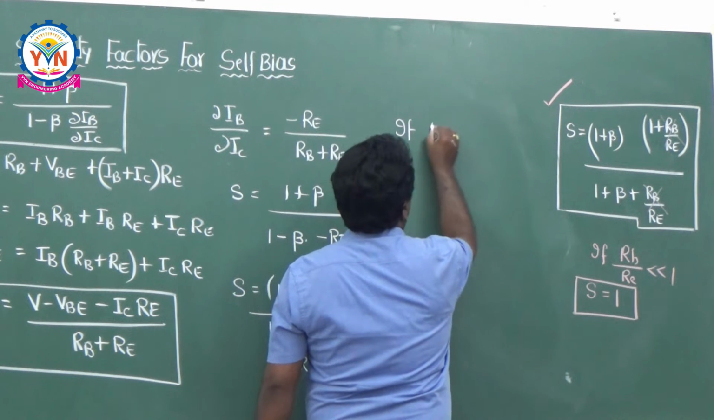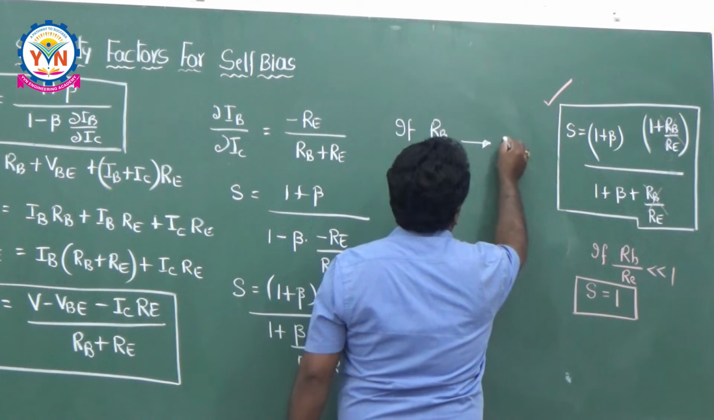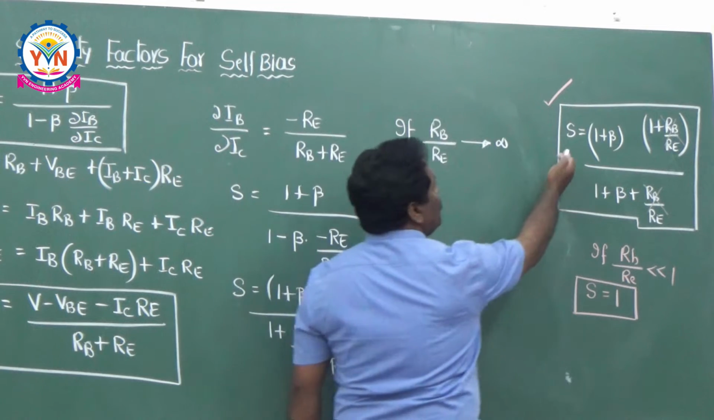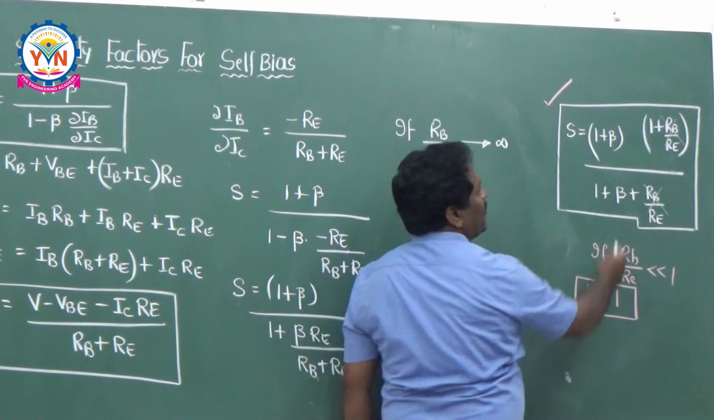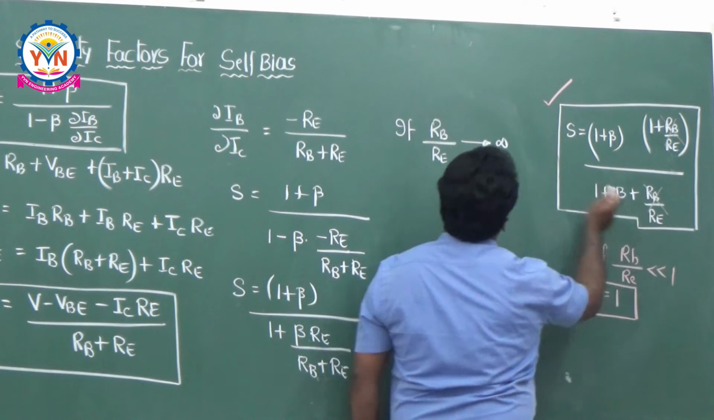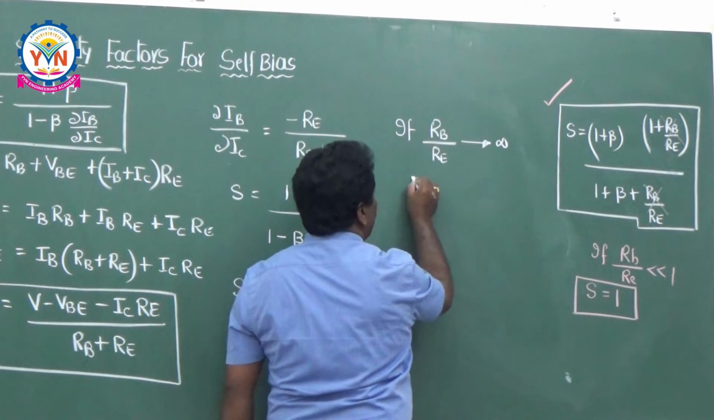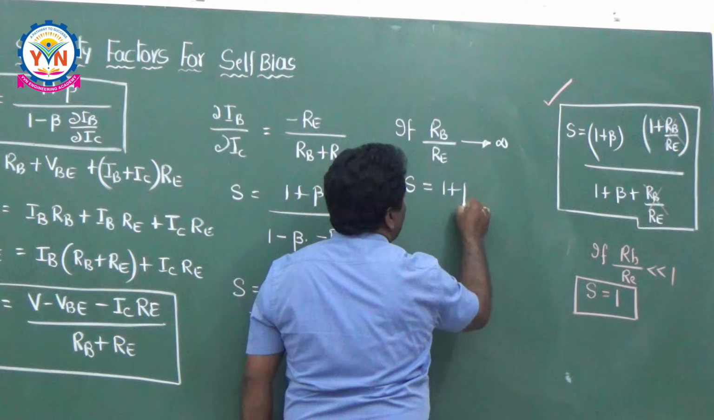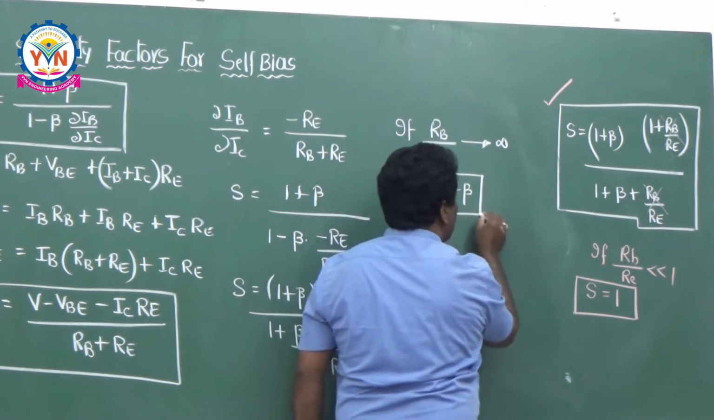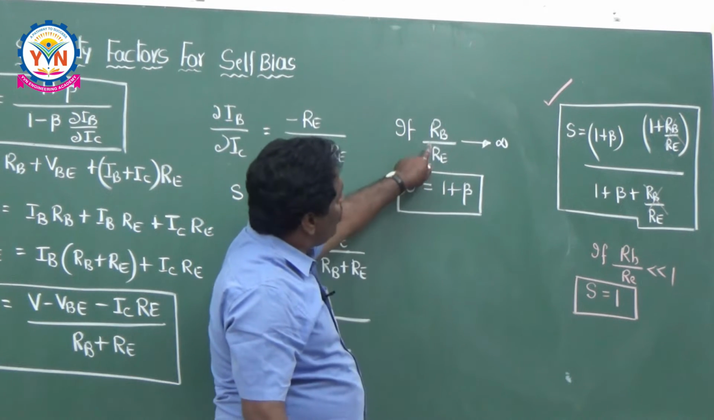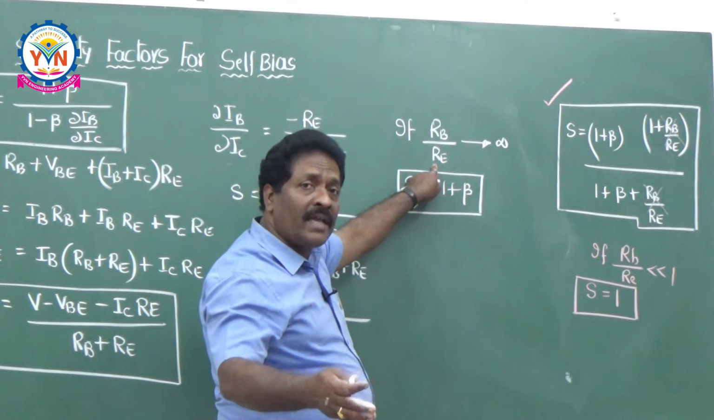If RB by RE is tending to infinity, then what is the value of this? If you take the common factor here, RB by RE and RB by RE will be cancelled. Then substituting RB by RE tending to infinity, S becomes 1 plus beta. S is equal to 1 plus beta. The stability factor is very, very high. That means more unstable. So, just by taking the values of the resistances, we can make the same circuit as stable as well as unstable.